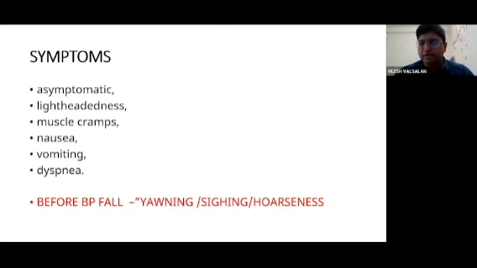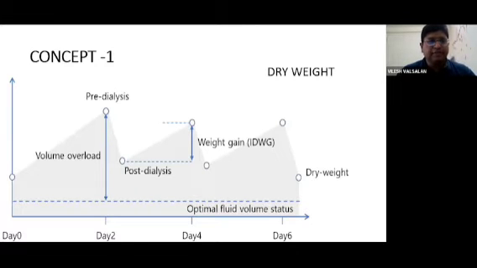Before going to the management, after identifying the risk patient, we have identified the causes and we know the symptoms. Now the patient is in front of us. Before going into the management, I would wish that you know a few concepts before we treat the patient. So concept number one is about dry weight, which is very important.